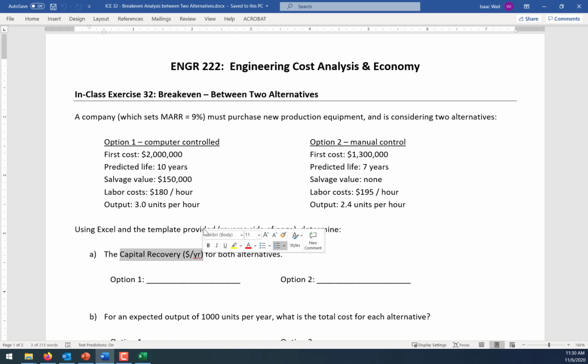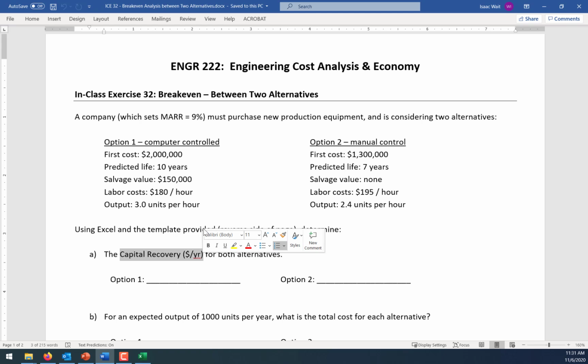Remember, the definition of capital recovery is an annualized amount that takes into account the difference between the first cost and the salvage value. And so it's how much money you need to earn each year just to cover the cost of the equipment. So we're going to determine the capital recovery amount using Excel.